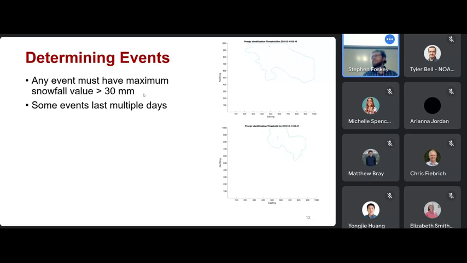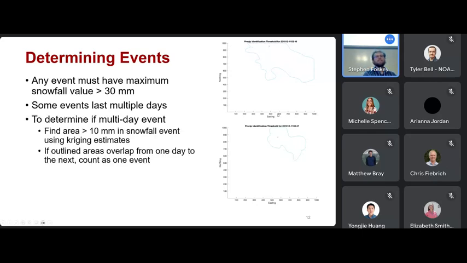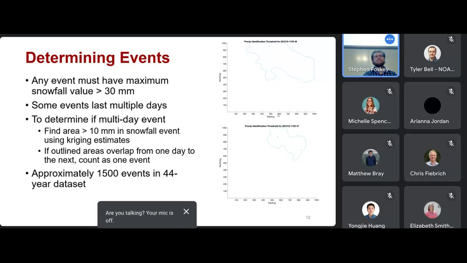And so this might be kind of hard to see, but there's two light blue contours which show areas of at least 10 millimeters of snowfall or more. And one is on December 16th and one is December 17th, and they overlap. And so that's basically how we determine a multi-day event: if there's overlap in the 10 millimeter snowfall accumulation areas, then it's probably an event that's propagating across the country, not two separate events. And with all this work, we found that there are approximately 1,500 events in the entire 44-year data set.